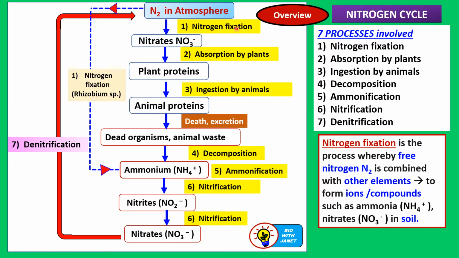Now for nitrogen fixation, there's one method that uses a bacteria called rhizobium to convert the nitrogen gas in the air to form ammonium compounds directly. Okay, so this is one more arrow here. Right, that's the overview of the nitrogen cycle, and the 7 processes involved are stated here as we have discussed: nitrogen fixation, absorption by plants, ingestion by animals, decomposition, ammonification, nitrification, and then denitrification.